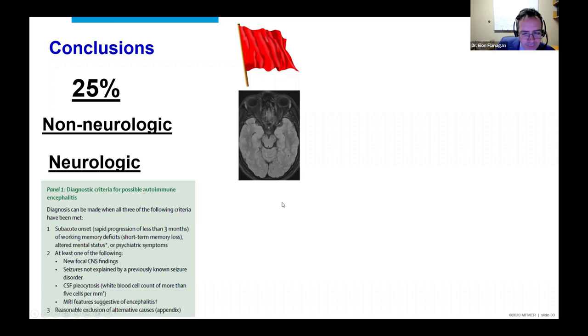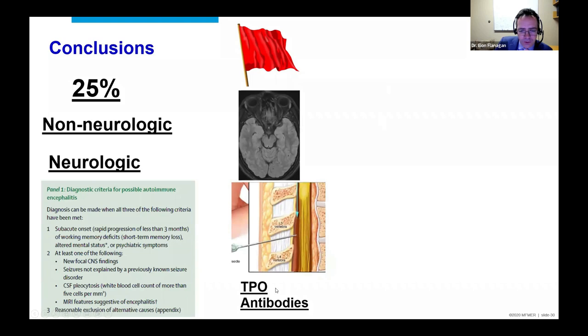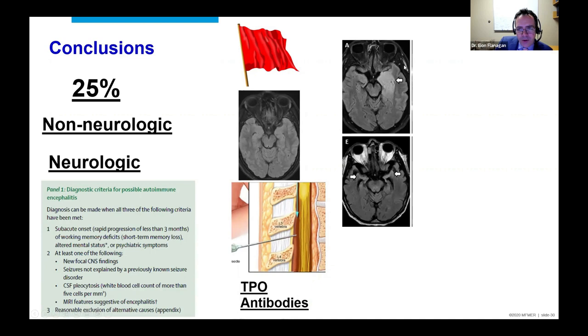So we talked about the CSF too, spinal fluid. We talked about TPO antibodies being particularly problematic. And then we talked about if you have an enlarging brain lesion, you might want to think about a tumor. Or if you've got a lot of thinning and loss of cells within the brain without ever having this inflammation, then that might suggest more of a degenerative type condition like Alzheimer's disease.